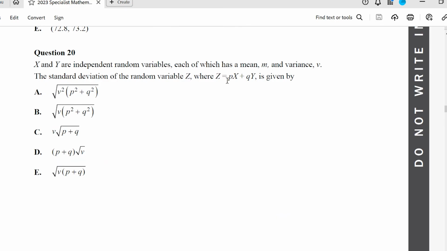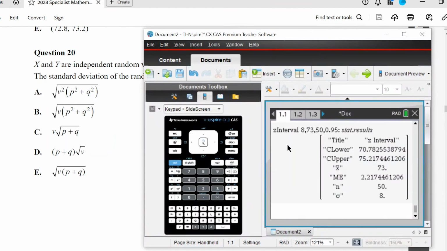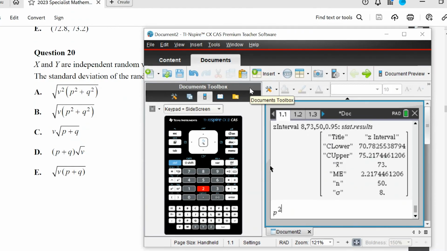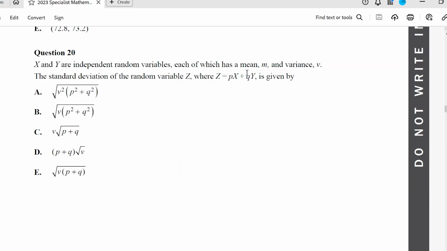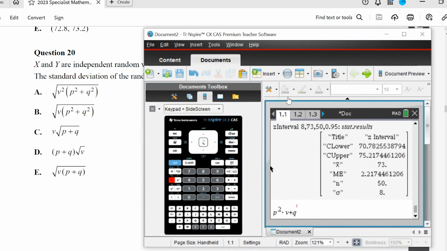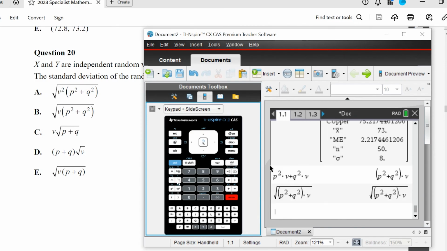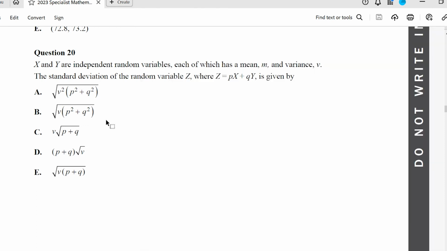So what I'll do is just use the variance formula. So the variance of z is going to be p squared times the variance of x. That's p squared times v, and the variance of q squared times the variance of y, which is also v. Q squared times v, and that is the variance. So for the standard deviation, we then want to take the square root of that. And there we are, it's option B.